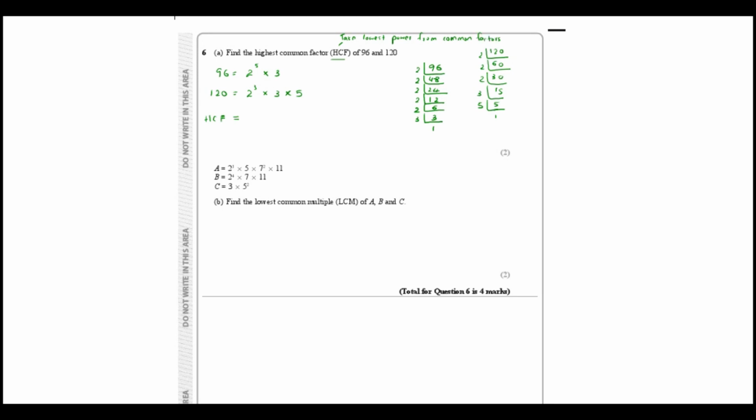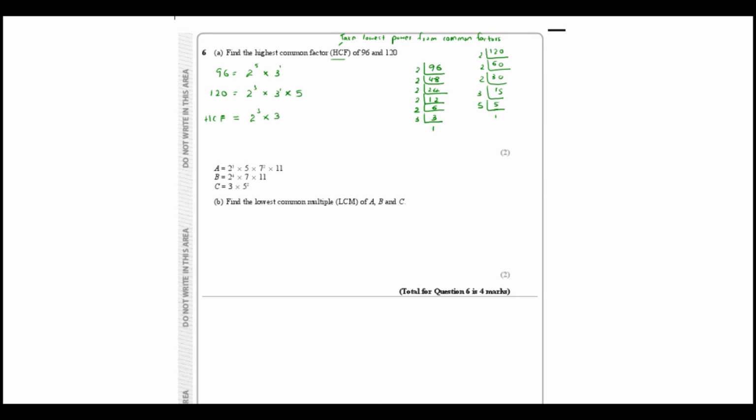So you can see, for example, 2 is a common factor here. 96 has 2 to the power 5, 120 has 2 to the power 3. So the lower power here is 2 to the power 3. Into the next factor, we can see 3 is also common. Both have 3 to the power 1. So the HCF will include 3 to the power 1 because the lowest power is 1.